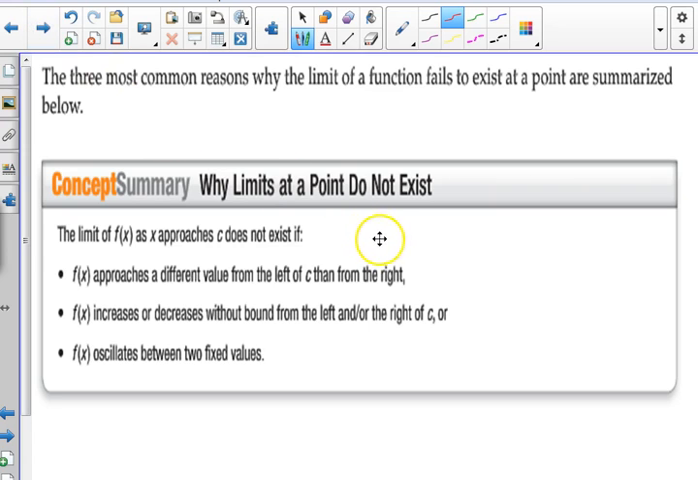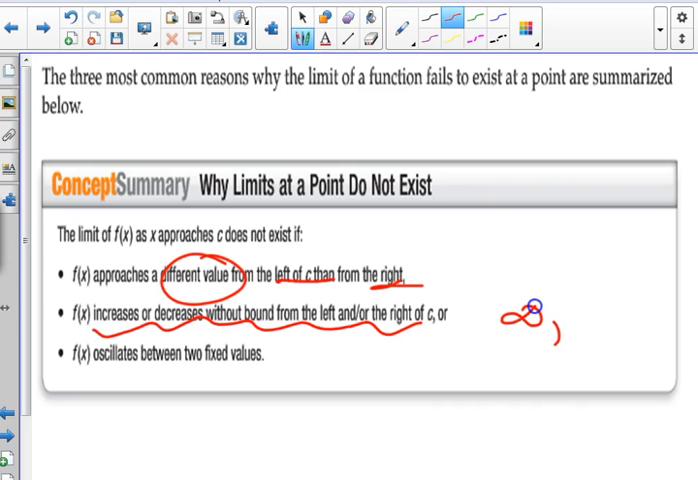All right, so here's when it doesn't exist. If it approaches a different value from the left and right, everybody okay? If it increases or decreases without bounds, so infinity and negative infinity are not limits. And if it oscillates, then it doesn't have a limit at that point.